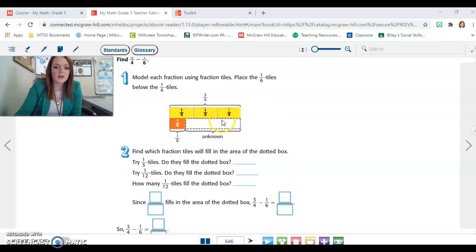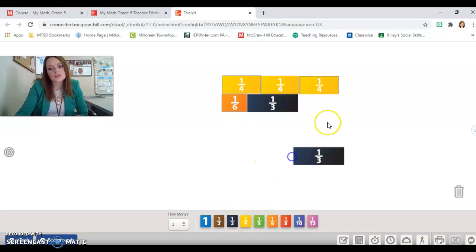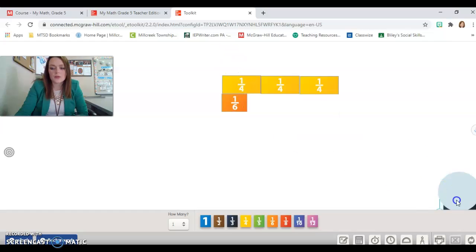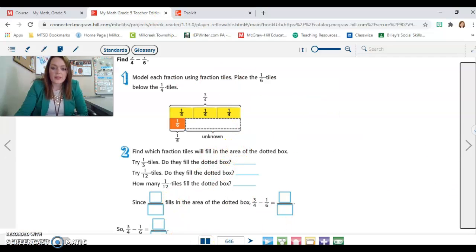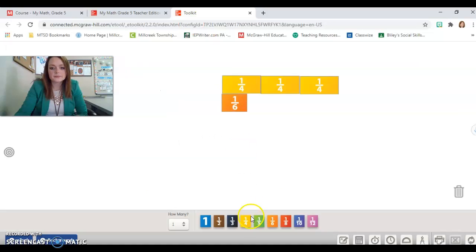So we have our fraction tiles here. Okay, so we need to find the missing piece of the puzzle. It says try 1/3. So let's see, does 1/3 fit? Doesn't look like it. Let's see if maybe 2/3 fits. Nope, that's too big. So we can put a no. The 1/3 tile does not fit. Now let's try 1/12. Oops. Well, I know it's definitely more than 1/12.